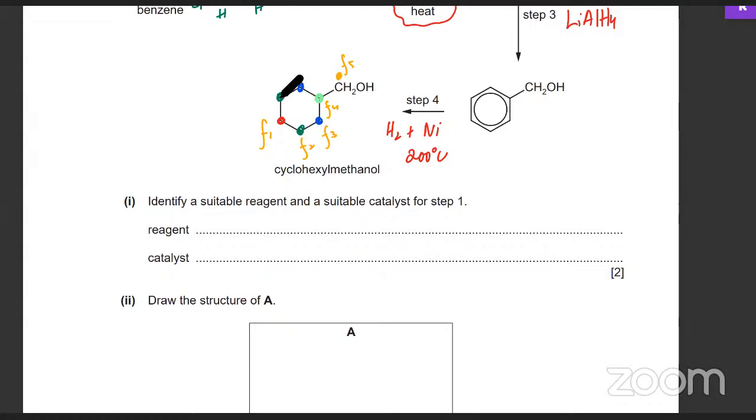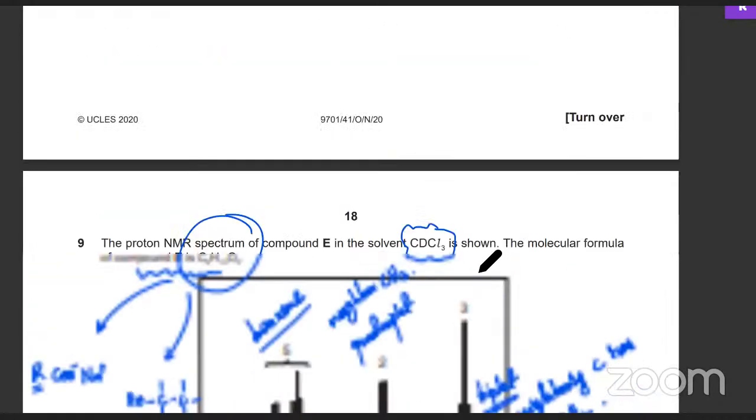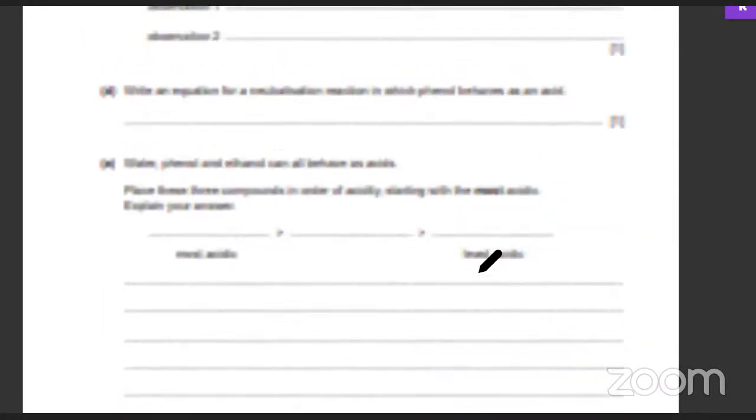I mean, this one is different. The blue ones are different from the green ones, right? Because the blue ones are closer to CH2OH, so their environment is different from the green ones. So you got 5 peaks. So that's it. So that was question number 10. Okay, this one now.